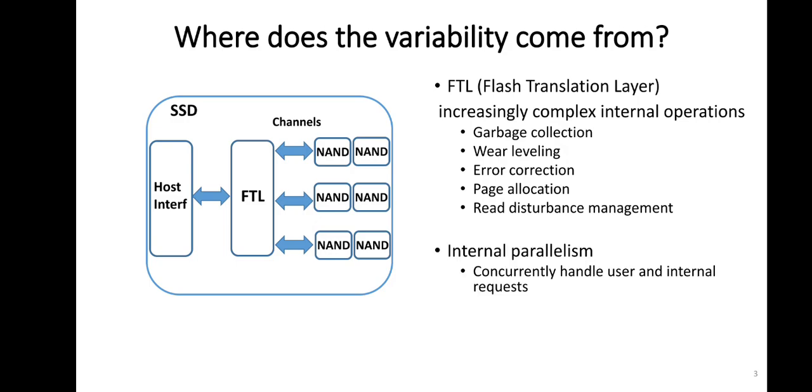The second key feature of an SSD is its internal parallelism. The NAND chips can be reached in parallel over multiple channels. This internal parallelism allows the FTL to handle concurrently both internal operations as well as user requests. This concurrency and how it is able to use the available parallelism is the source of the variability.